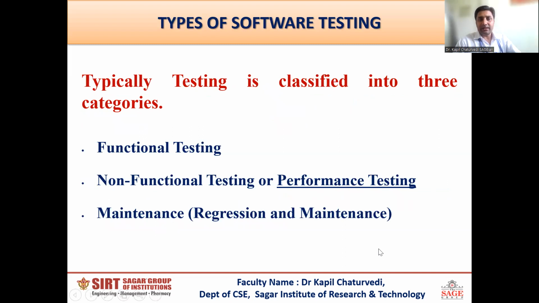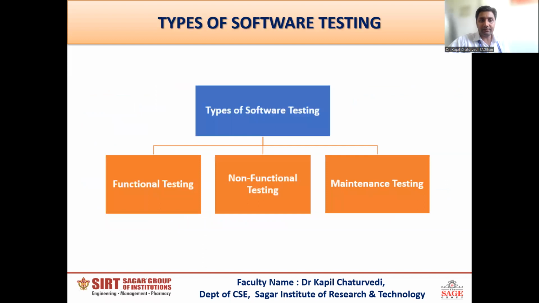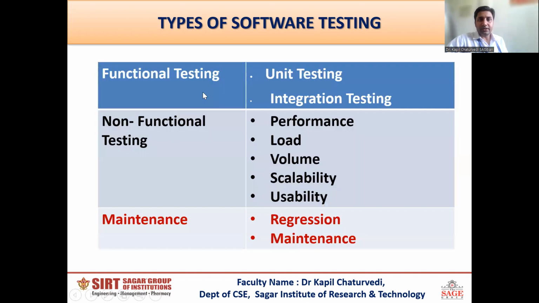Basically, we classify testing into various types. We can classify it into three types: functional testing, non-functional testing, and maintenance testing. We'll discuss these types in detail in the next slides. We can easily understand this by using the diagram. The types of software testing are functional testing, non-functional testing, and maintenance testing.